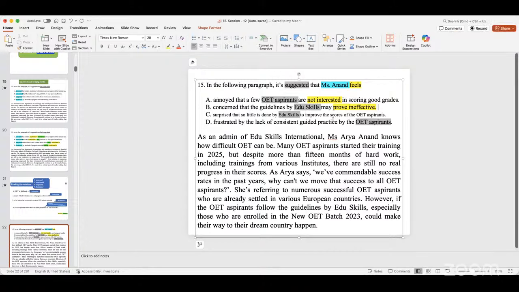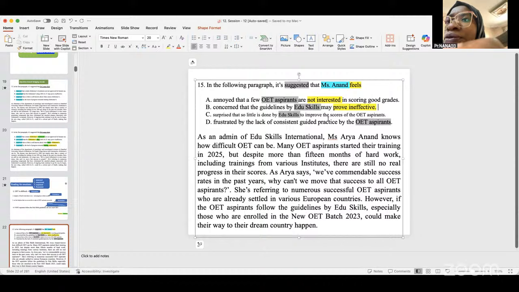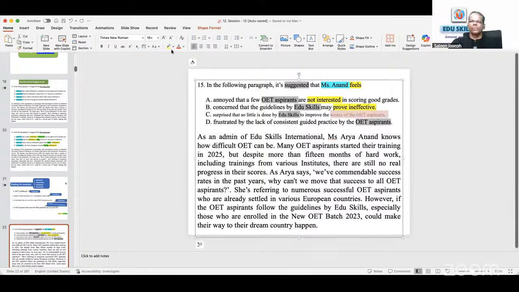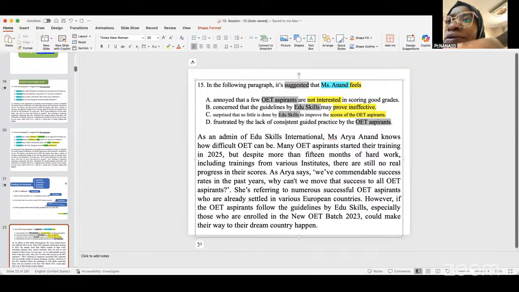This is the lack of improvement in the scores, the scores of the OET aspirants. Okay. Frustrated by the lack of consistent guided practice by the OET aspirants. Lack of consistency. Okay.